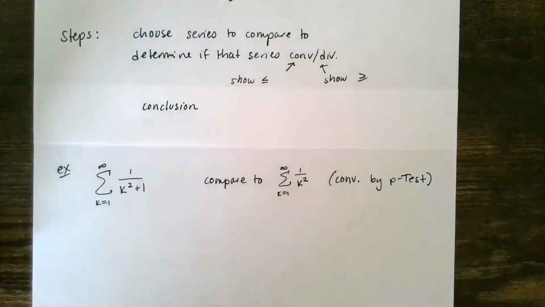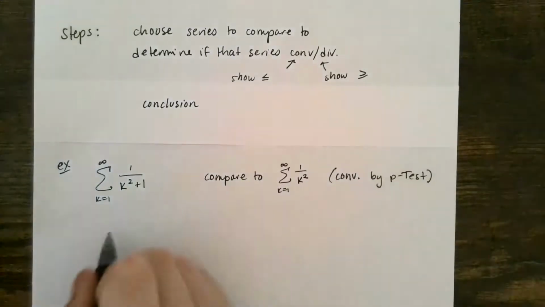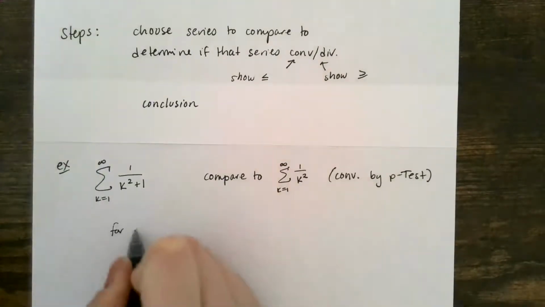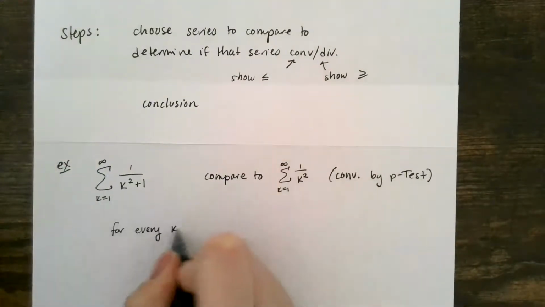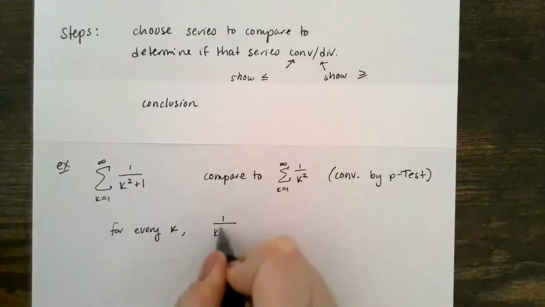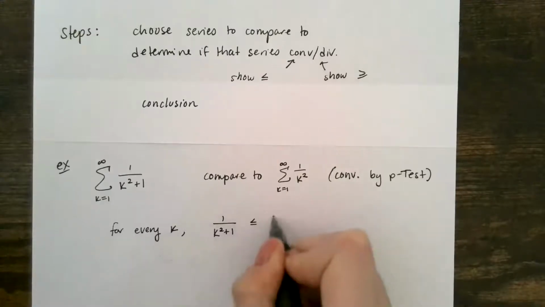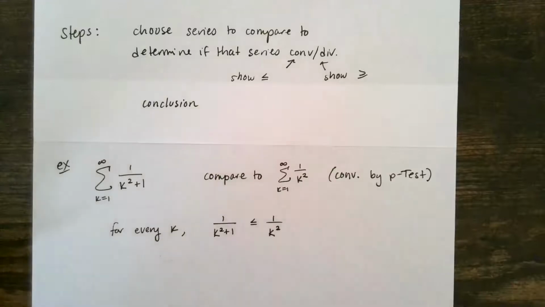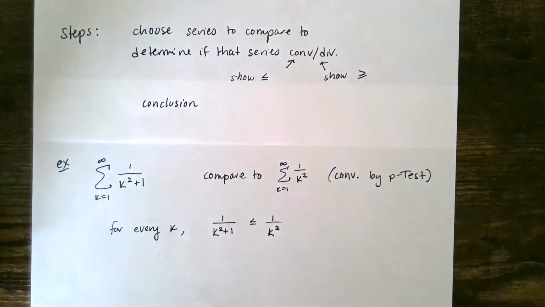Okay, so we are hoping that we can show that our terms are less than or equal to those terms, but if we can't show it, then we're inconclusive. So it turns out that for every k, 1 over k squared plus 1 is less than or equal to 1 over k squared. And it doesn't even seem like I really did work, right? Like I just kind of wrote what I needed.